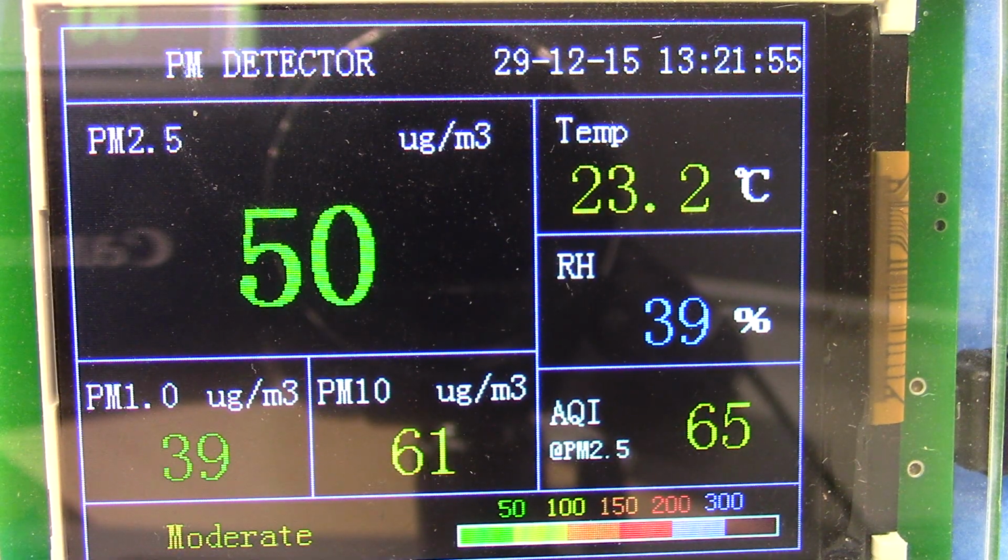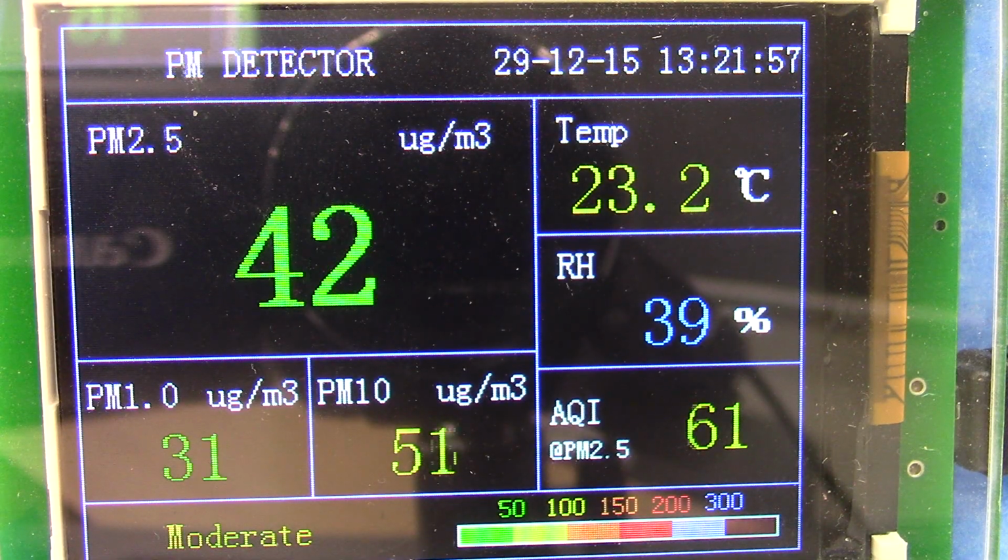So now you see it turn green. Everybody saw the color turn green. That means it dropped below 50. So that's a sort of acceptable limit. We'll cover that a little bit too.